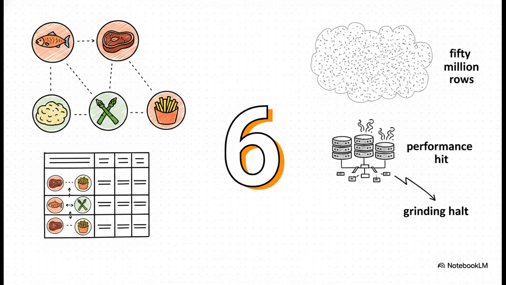Now, 6 rows doesn't sound too bad, right? But imagine a real corporate database with, say, 10,000 customers and 5,000 products. That missing rule just generated 50 million rows. That is a massive performance hit that will literally bring your servers to a grinding halt.